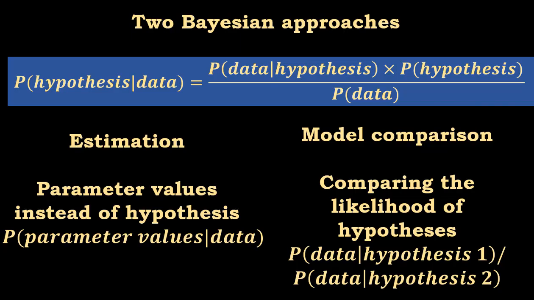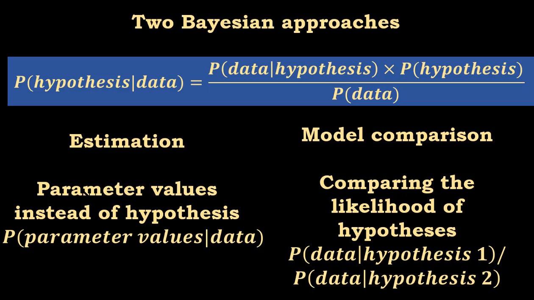Now, there are two ways of doing that. So again, we've got Bayes' theorem, but in the approach that is called Bayesian estimation, the hypotheses are about parameter values. So parameter values is, for example, the mean of a population, the mean in some variable, let's say mean intelligence in one population. So we can start with a prior belief about that, the mean intelligence of the population. Then we observe data and we use Bayes' theorem to update our credence on the probability of each parameter value.